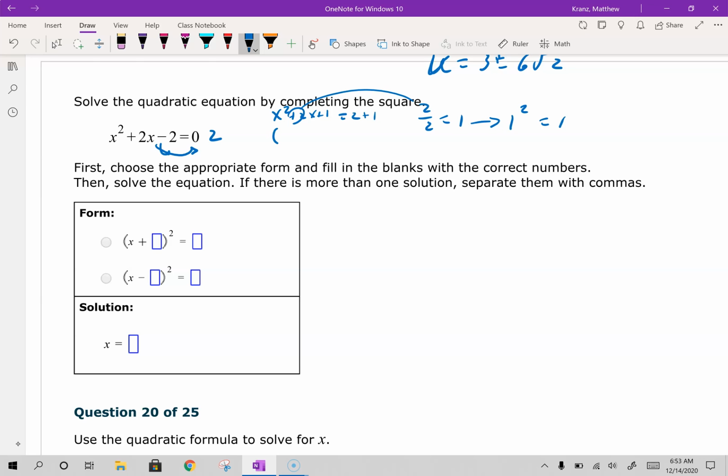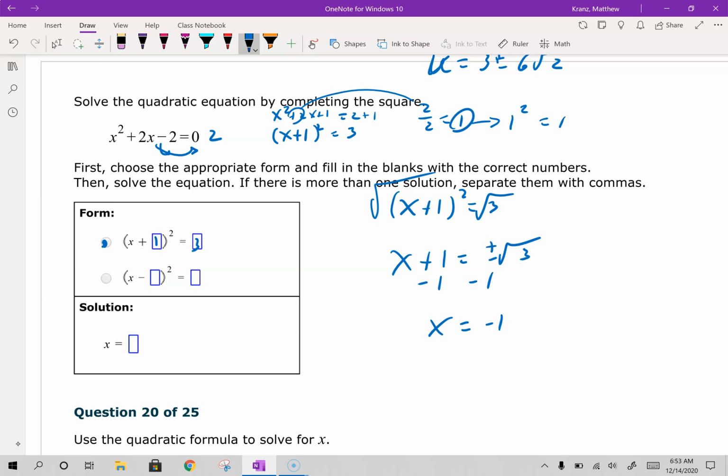Now I have to factor this. When I factor it, it's going to be a positive 1. (x plus 1) squared equals 3. So that's that. When you get into the answer, you have (x plus 1) squared equals 3. All I do is square root both sides. So x plus 1 equals plus or minus the square root of 3, and I subtract 1. So x equals negative 1 plus or minus the square root of 3. And that's what goes there.